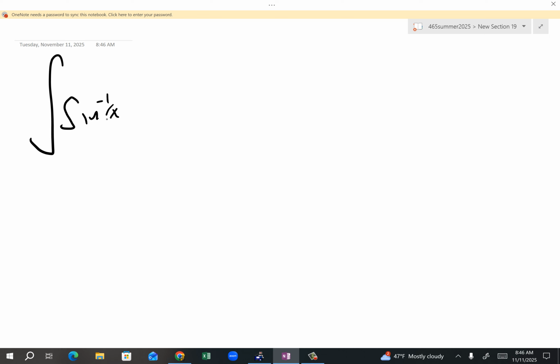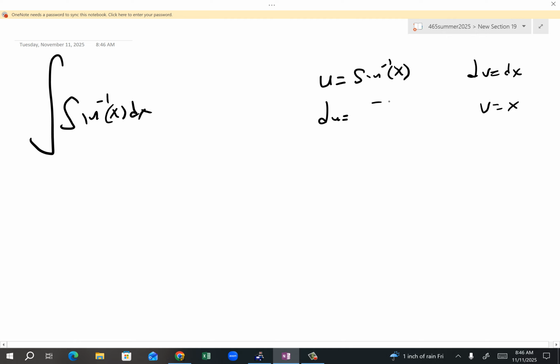Arc sine x, same thing. Here we go. So u is arc sine x, dv is dx. I'll do the hard part. Okay, I have to do the easy part too. Whatever. It's 1 over square root of 1 minus x squared. So x arc sine x minus the integral of v du, x over the square root of 1 minus x squared.